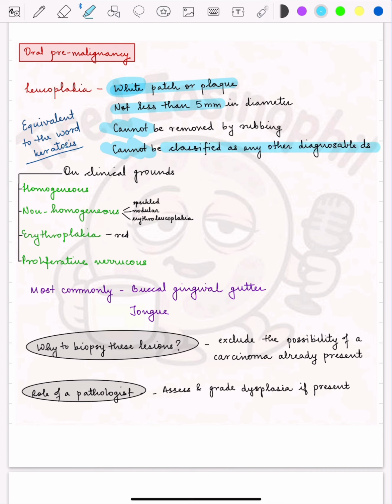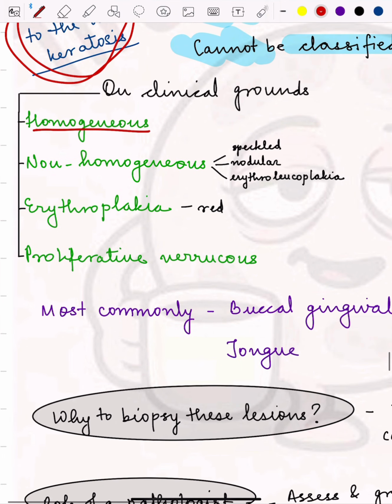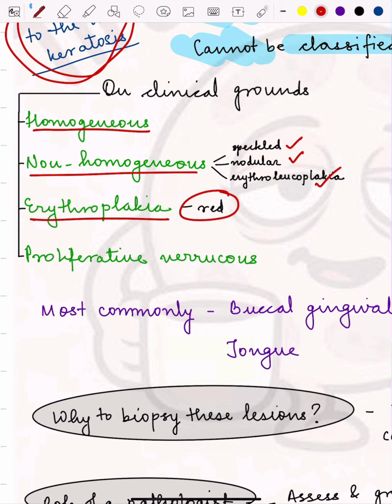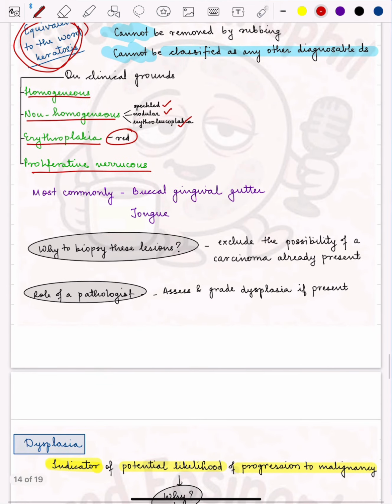If we see other organs like the larynx, then it is equivalent to the word keratosis. On clinical grounds, we can divide it as homogeneous and non-homogeneous, which includes speckled, nodular or erythroleucoplakia; erythroplakia, where the lesion is red in color; and the proliferative verrucous, which is an aggressive form. Most commonly, this involves the buccal gingival gutter and the tongue. However, it can be seen throughout the oral cavity.